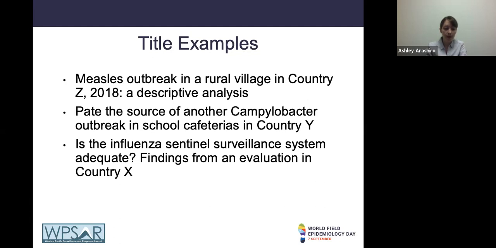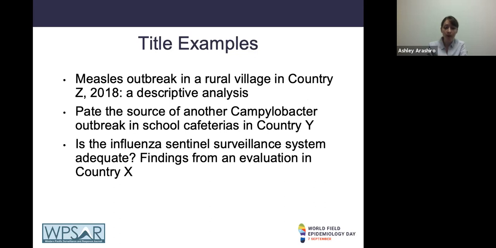Second, we have a title that includes the main result of the study: "Pate, the source of another Campylobacter outbreak in school cafeterias in Country Y." From this title, we can tell that this is an article about an outbreak investigation. The main result was that Pate was the source of the outbreak. Again, we have the topic, which is the pathogen name. We can infer the study design, an outbreak investigation, and the location, schools in Country Y.